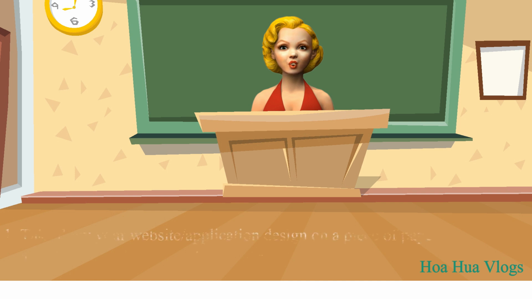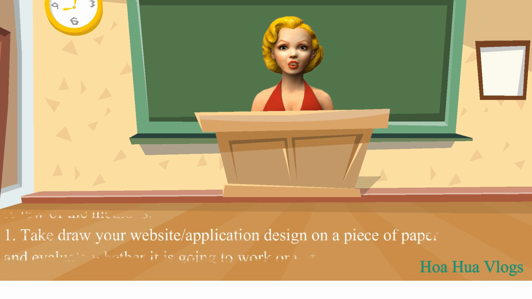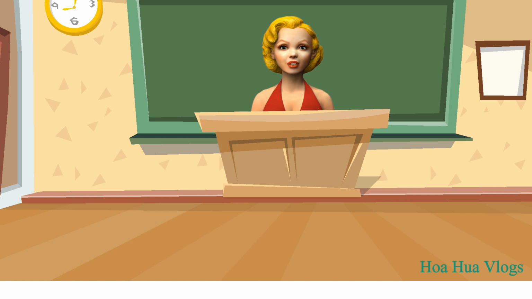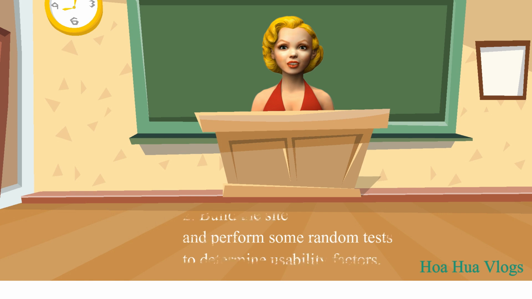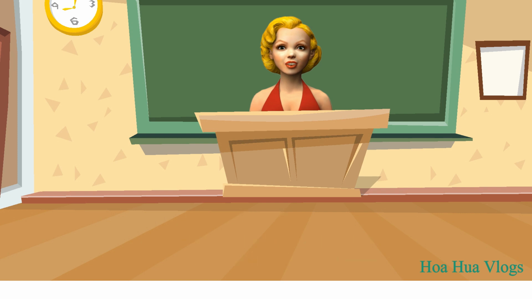Method number 1, during the design phase, you could just draw your website/application design on a piece of paper and evaluate whether it is going to work or not. Method number 2, an exploratory method, would be to build the site and perform some random tests by the development/design/QA or all internal teams, to determine usability factors. Method number 3, use a tool that would provide statistics based on the input wireframes and designs submitted.